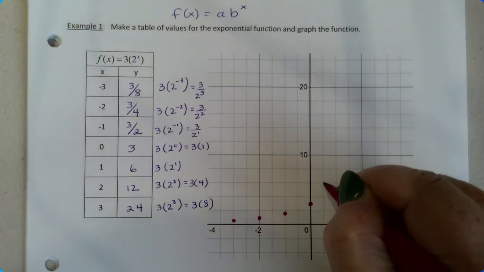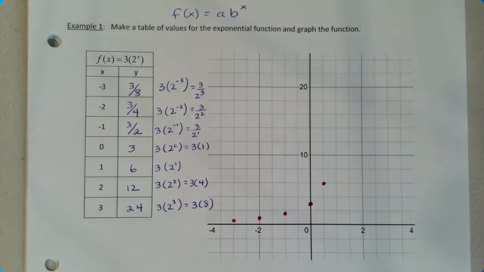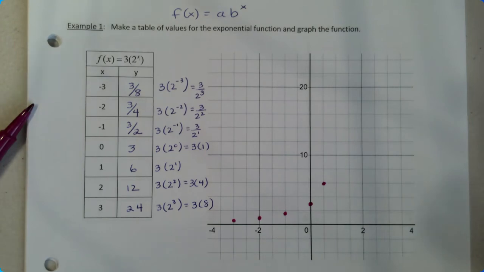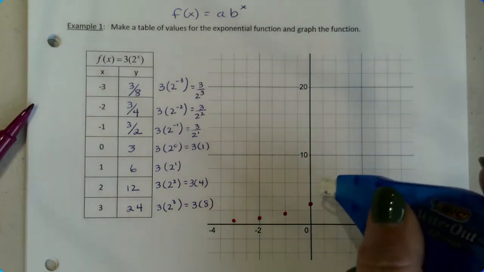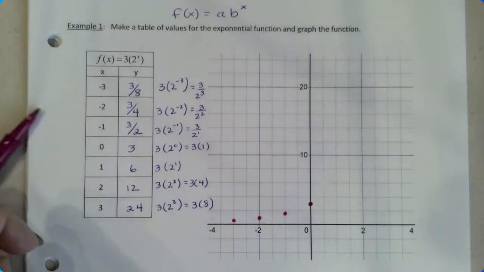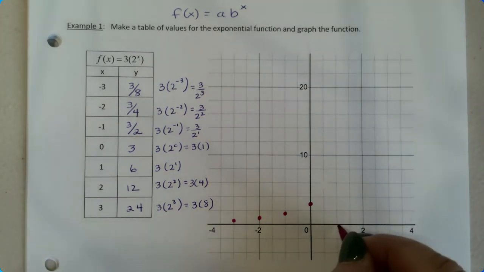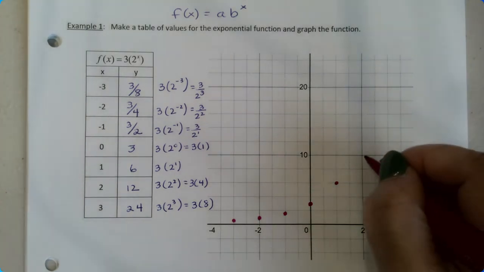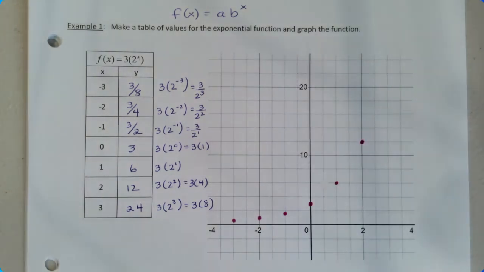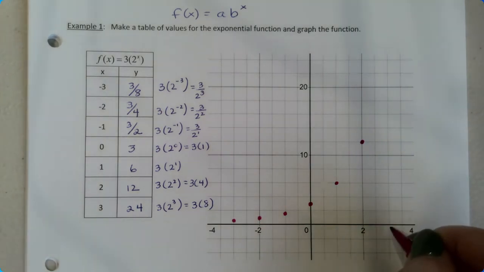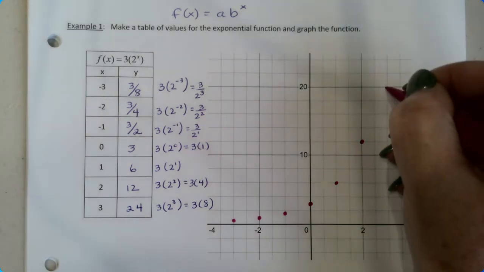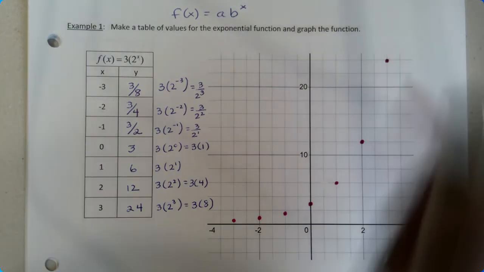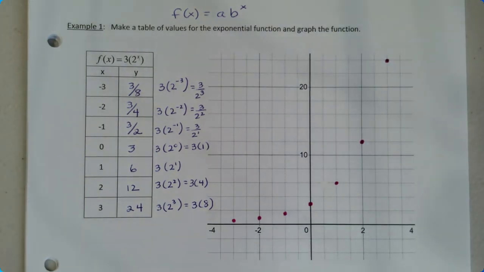At 2, 12. Sorry about that. That last one, I didn't go far enough. Let me fix that. It was 1, 6. 1 is over here. So 1, 6. There we go. 2, 12, and then 3, 24. So there are the points that can be plotted for this function.